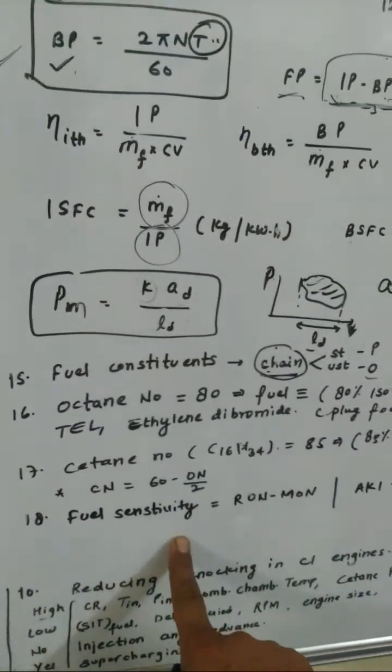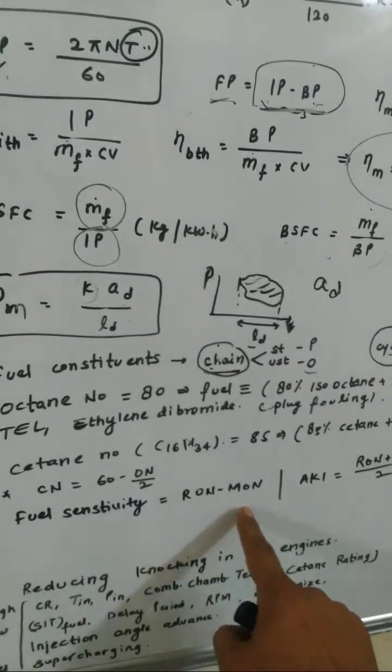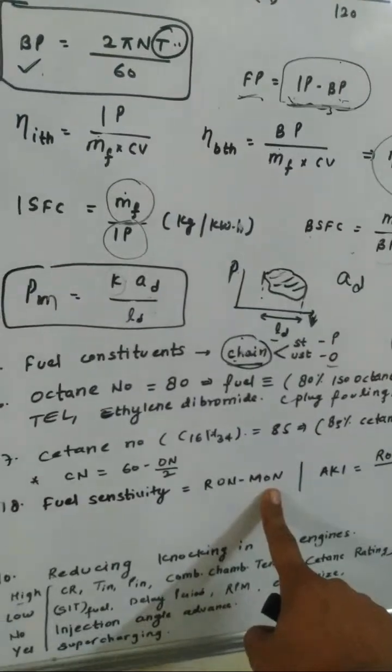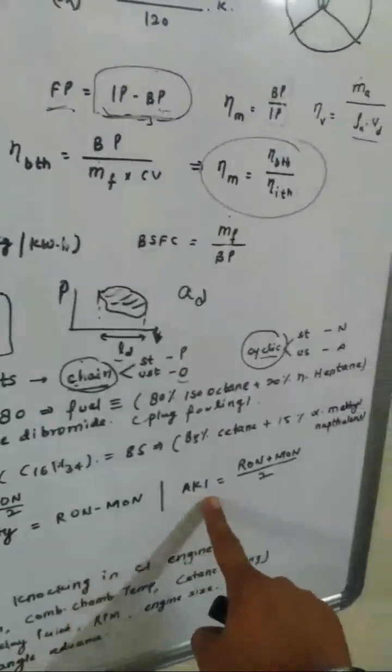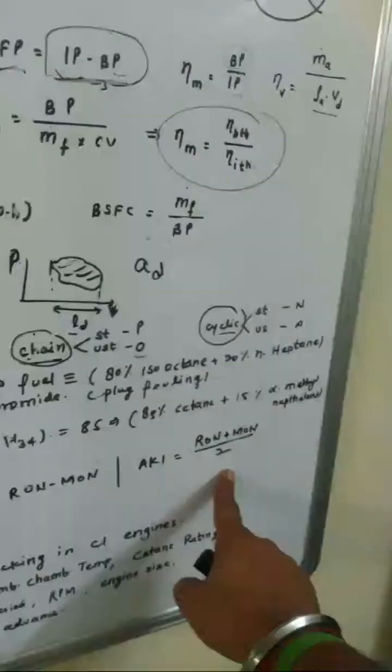There are two basic formulas. The fuel sensitivity is the research octane number minus the motor octane number, and the anti-knocking index is the research octane number and motor octane number added together and divided by 2.